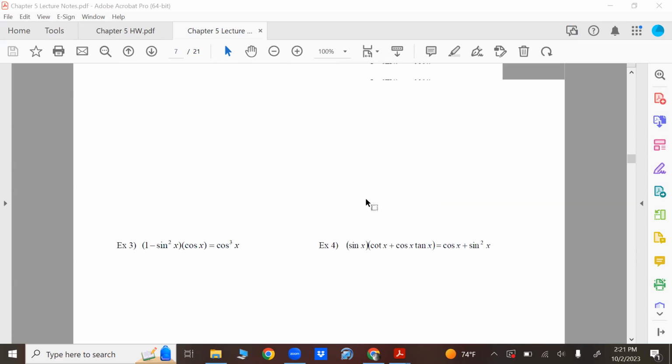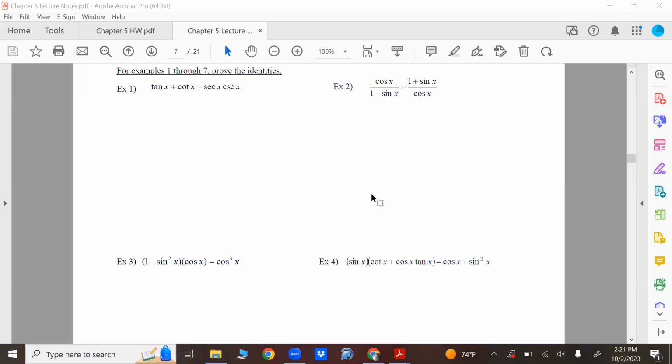So we're going to do a lot of these. I'll start us off with the first couple, and then I'll have you guys try 3 and 4. So for number 1, I'll probably work on the left side. It's hard to tell which one's more complicated, but if I work on the left side, I could probably convert tan and cotan to sine and cosine. So I could probably do this.